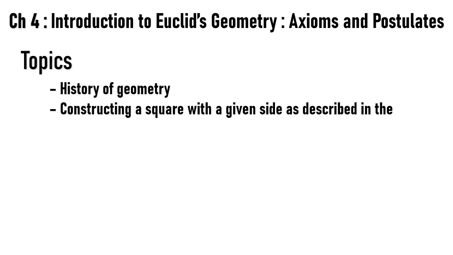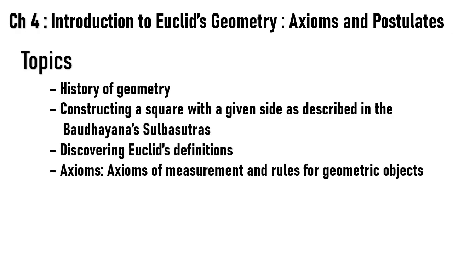Chapter 4, Introduction to Euclid's Geometry, Axioms and Postulates. I think that is the same as the existing grade 9. The topics are history of geometry, constructing a square with a given side as described in the Baudhayana Sutras, discovering Euclid's definitions, axioms of measurement, and rules for geometric objects. That is an already existing topic only.